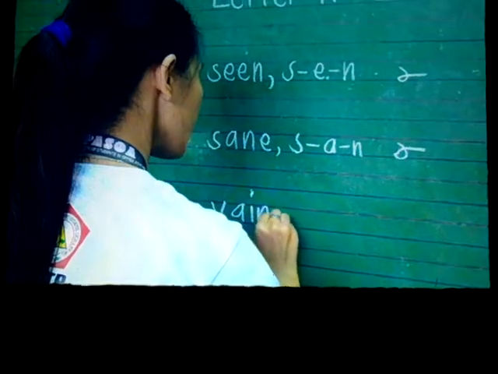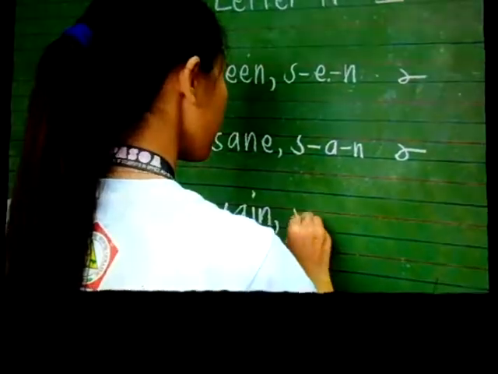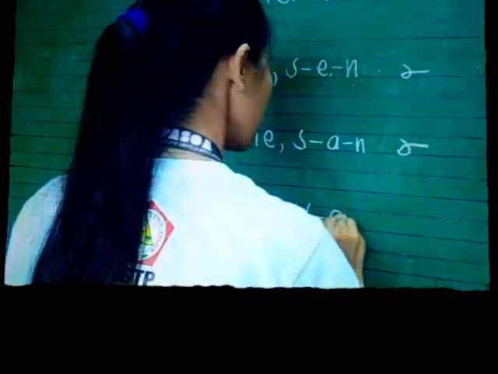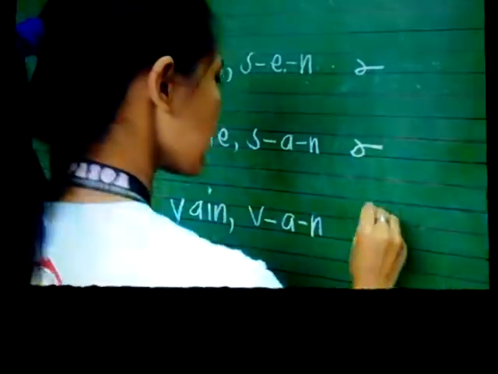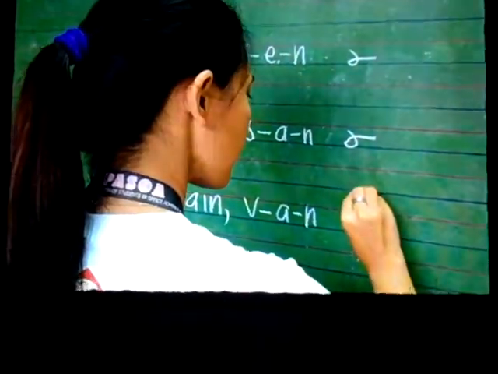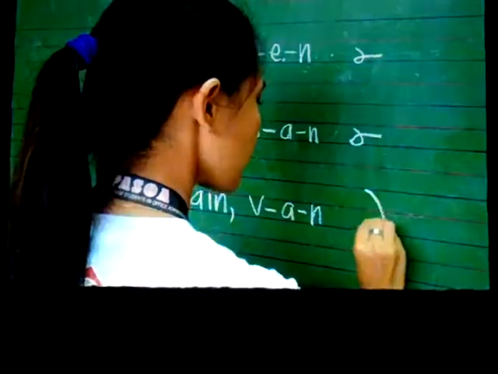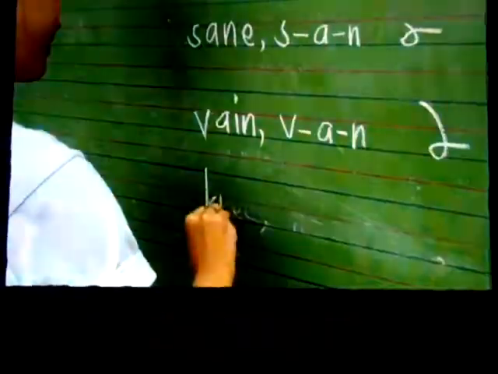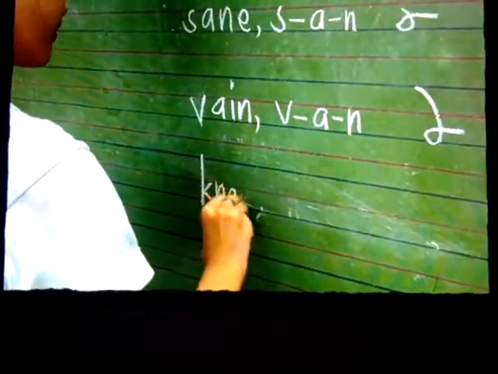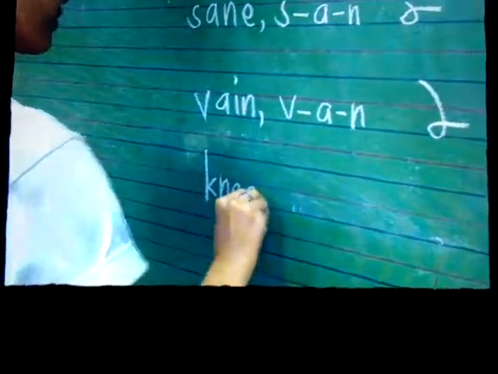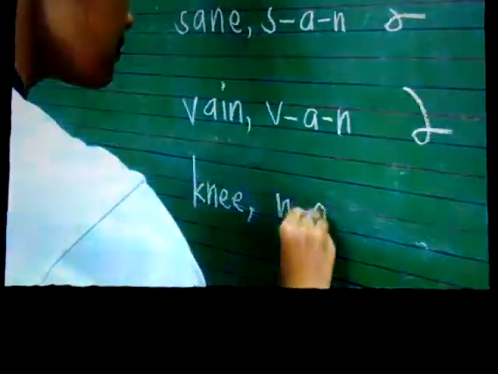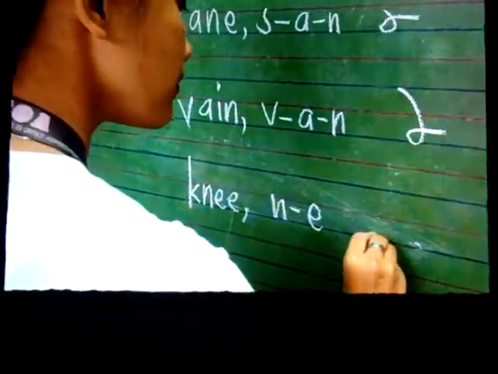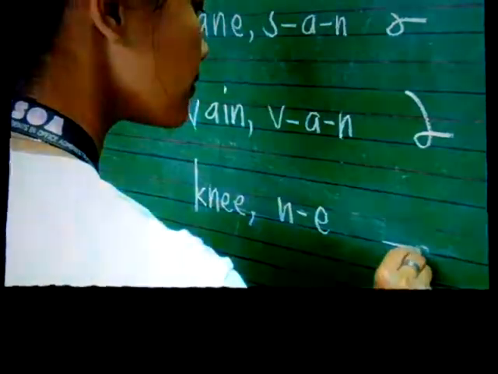Next is the word vein. Vein is represented by the letter V, A, and letter N. So the stroke for this are the shorthand letter V, A, and letter N. Last is the word knee. Knee is represented by letter N and letter E. So the stroke for this are the shorthand letter N and letter E.